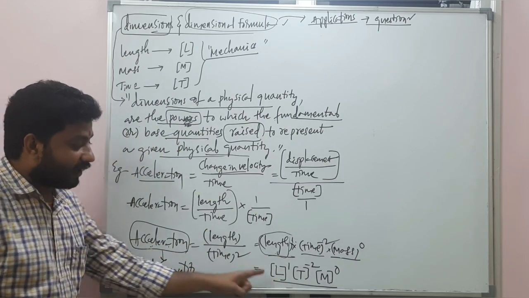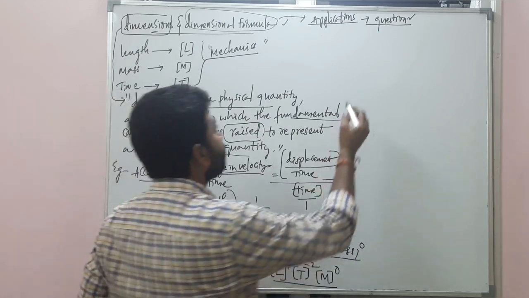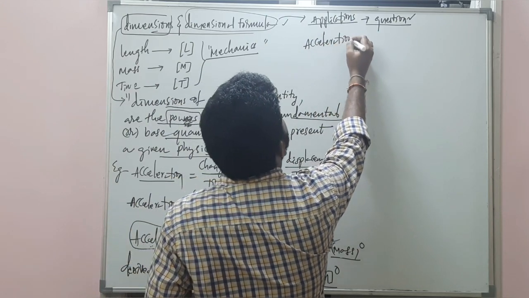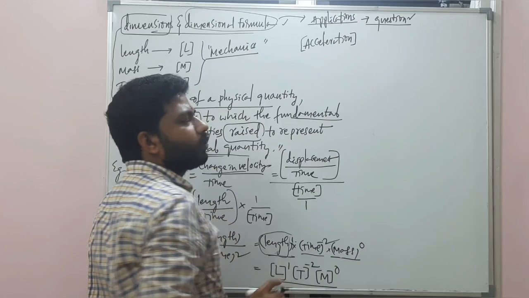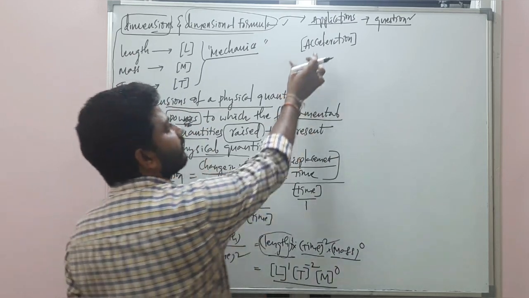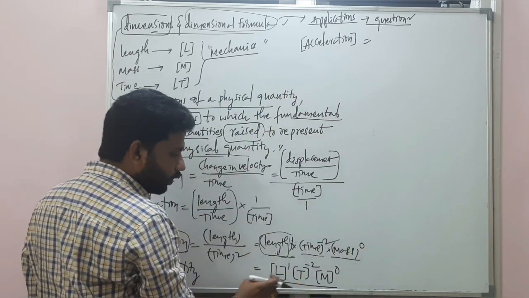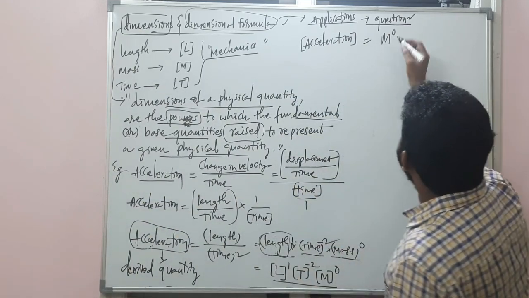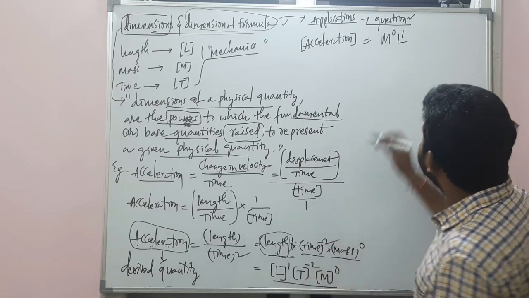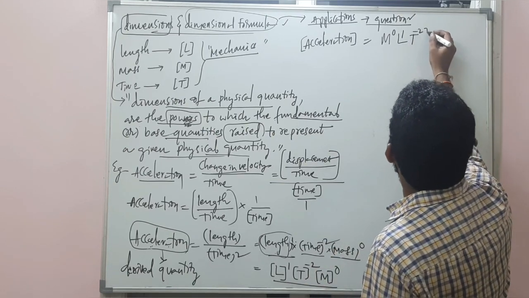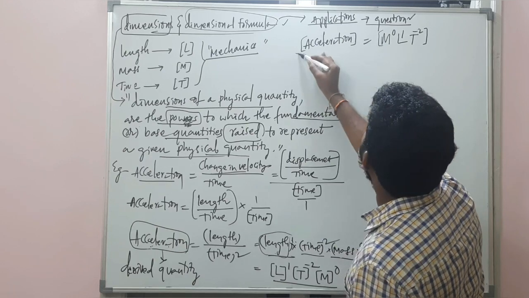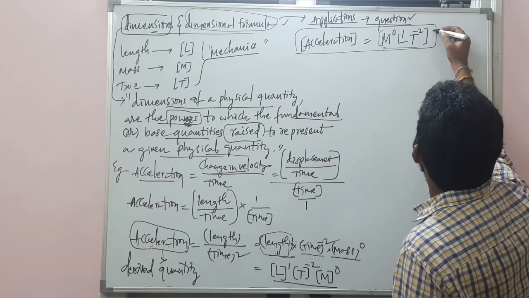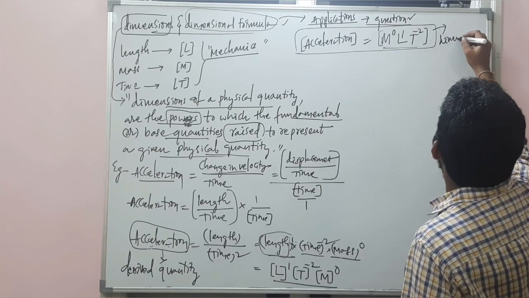So if you write all together, look here, it will be acceleration, and in square brackets, dimensions, which is equal to M to the power 0, L to the power 1, and T to the power -2. What is this complete thing, or this part, called? A dimensional formula.